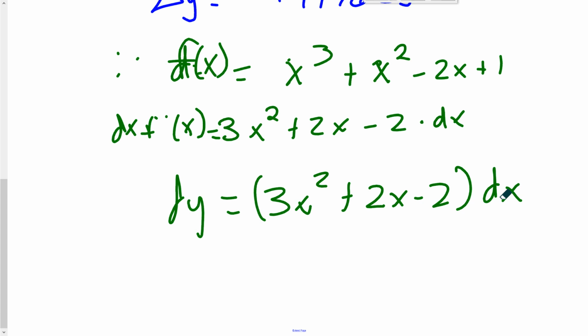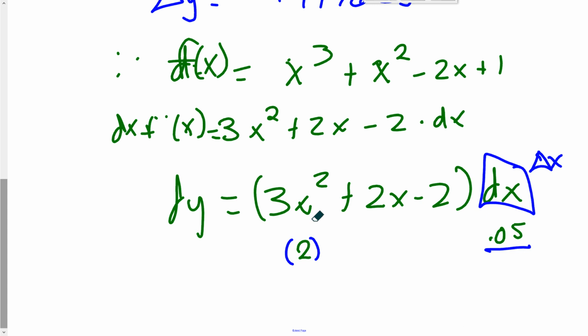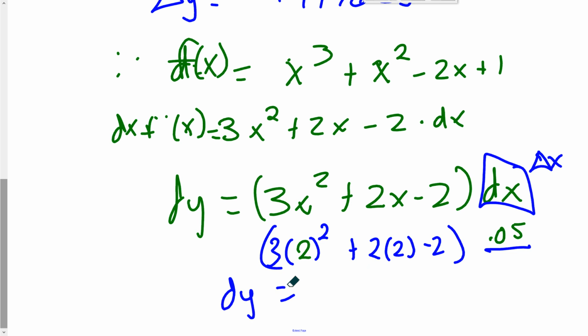Now I can plug in, this time my dx would be 0.05 and my x would be 2. Because the dx is just like the change in x. So my change in x is 0.05, and my x is 2. So we're comparing these, and times the change in x, or dx, is my differential.